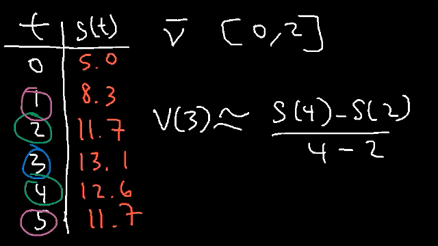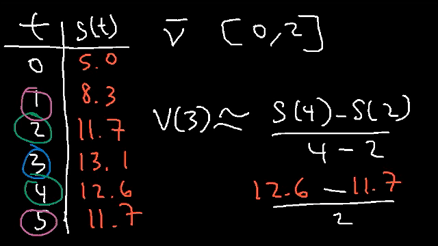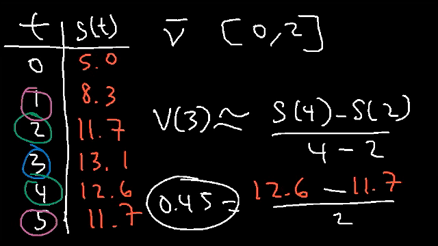So now, let's calculate what this is equal to. S of 4 is 12.6, S of 2 is 11.7. So we have 12.6 minus 11.7, and 4 minus 2 is 2. 12.6 minus 11.7, that's basically about 0.9 divided by 2, which is equal to 0.45. So the instantaneous velocity at t equals 3 is approximately 0.45.